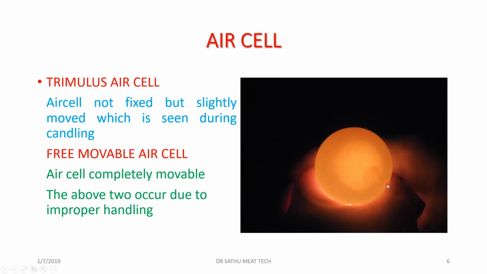If it is strongly moving, it's a free movable air cell. Free movable air cells are completely movable. It keeps on moving in the egg white. That type of air cell is called a free movable air cell. Why does it occur? The above two conditions occur due to improper handling.